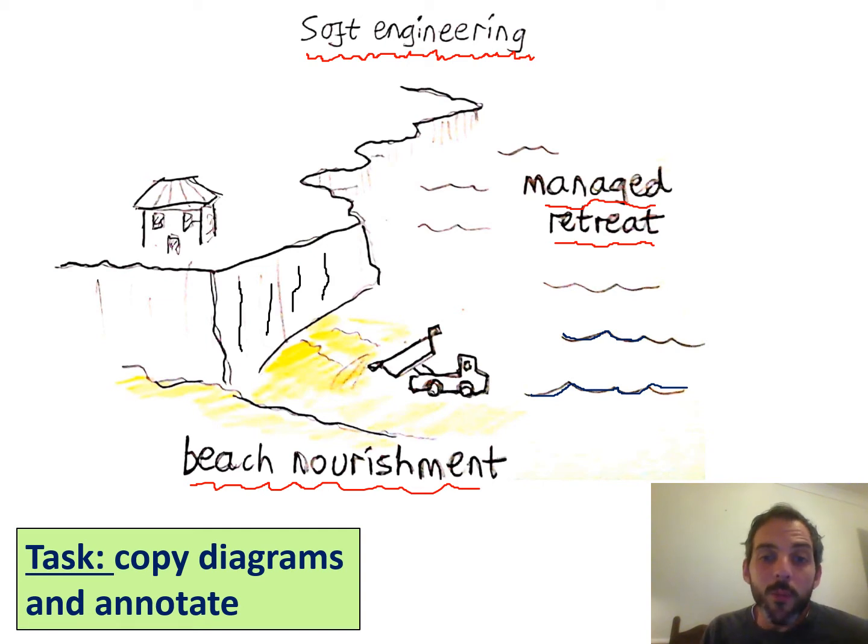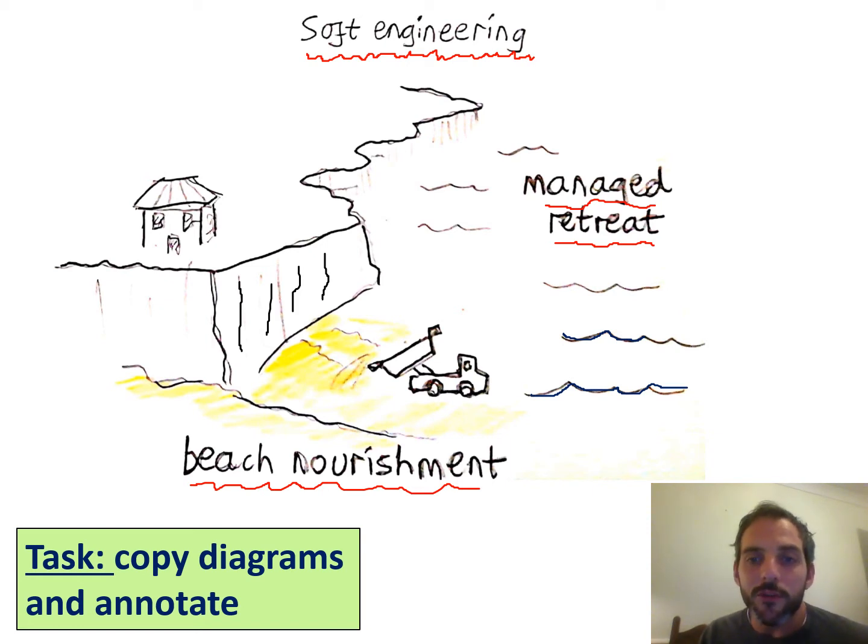The only problem with this is, well, there's two problems. One is that it's fairly expensive. The second problem is that after a big storm, often in winter, parts of the beach can be completely washed away. So you have to keep redoing it over time. You have to keep nourishing the beach with more sand over time.